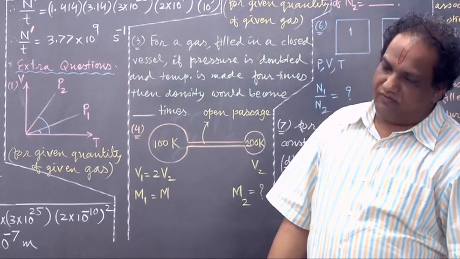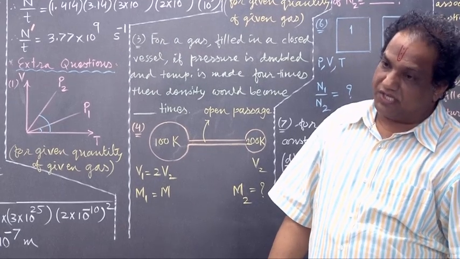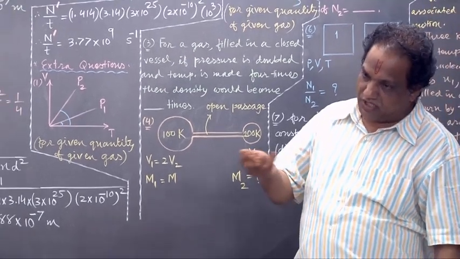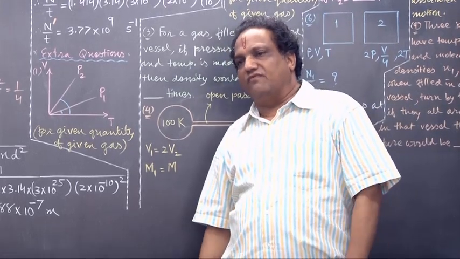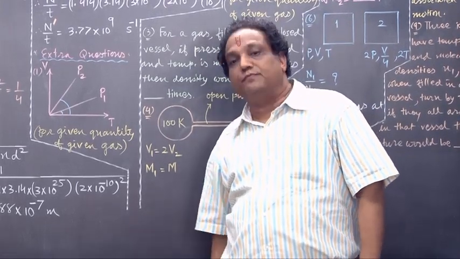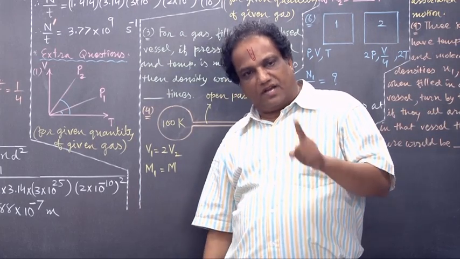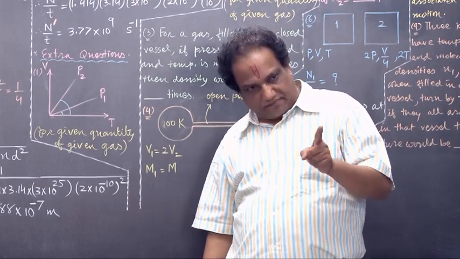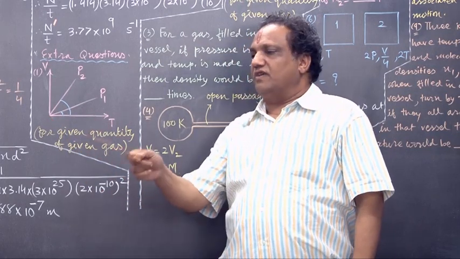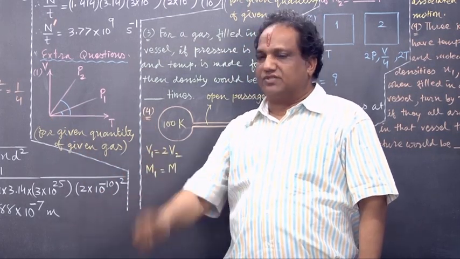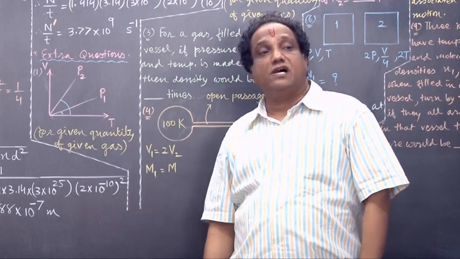For a graph of y versus x, what is the slope? dy by dx. But if that graph is a straight line, and if it is passing through origin, instead of dy by dx, you may say y upon x.